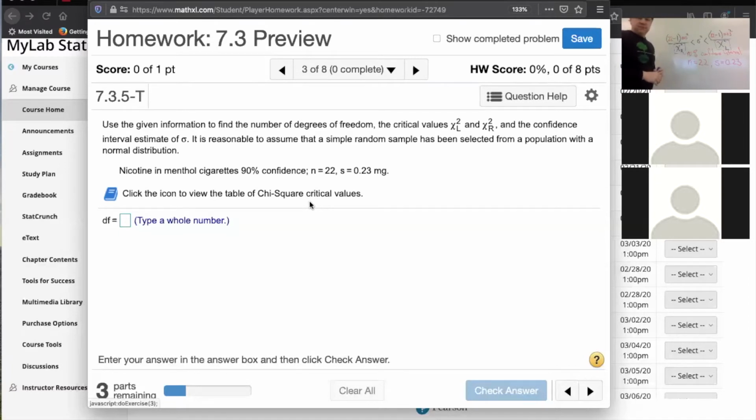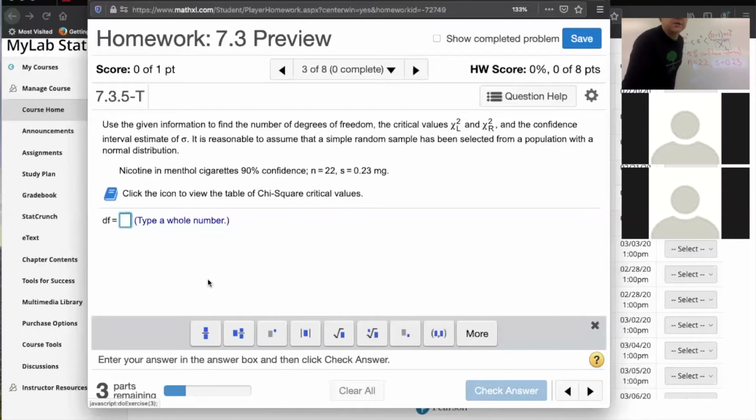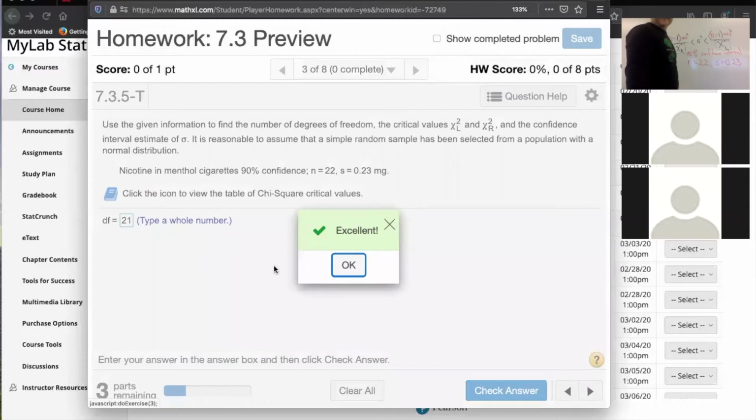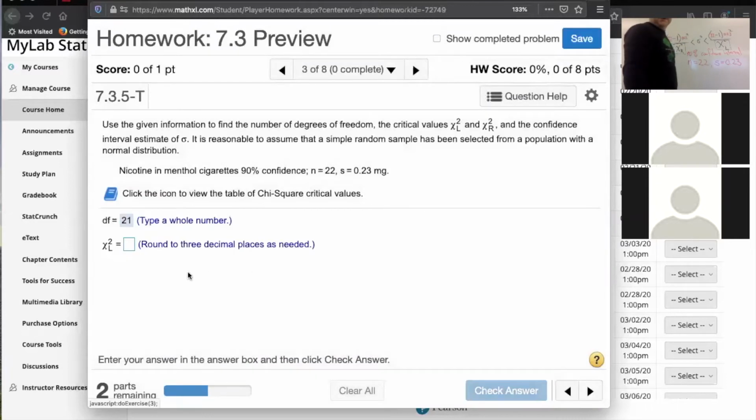Actually, you can already see what the degrees of freedom are, though. So you know the degrees of freedom is 22 minus 1? At least in my case, 21. So I'm going to put in 21. So far, so good.